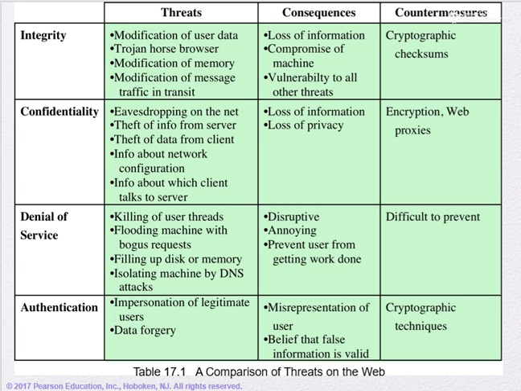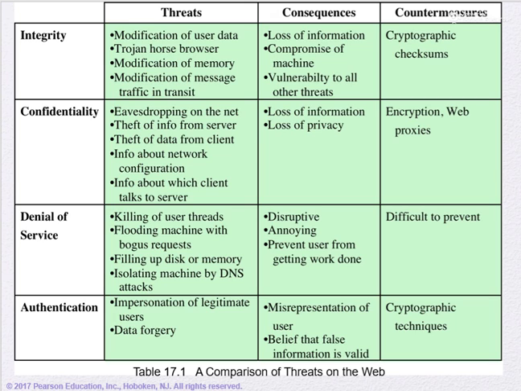What will be the possible consequences if these threats become actual attacks? It can possibly lead to loss of information, compromise of the machine, or vulnerability to other kinds of threats. The possible countermeasure for these threats is that you can use a cryptographic hash algorithm to calculate the checksum of your messages, so that on the receiving side you can always make sure that the message you receive is not modified on the way.